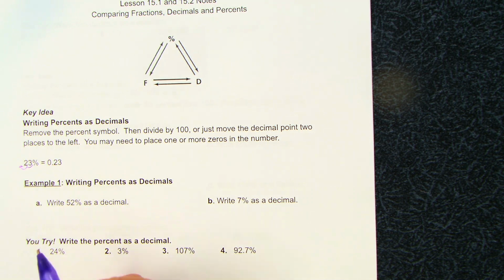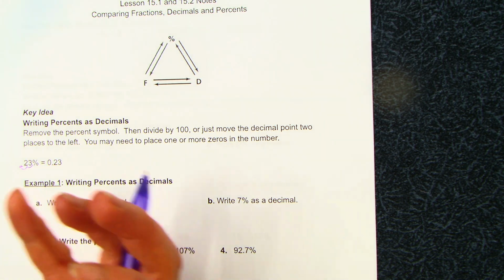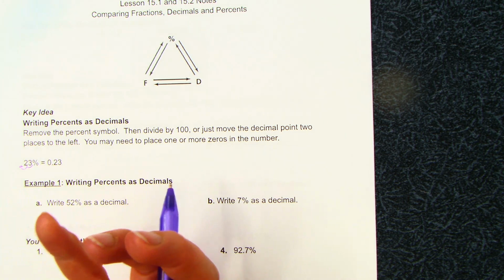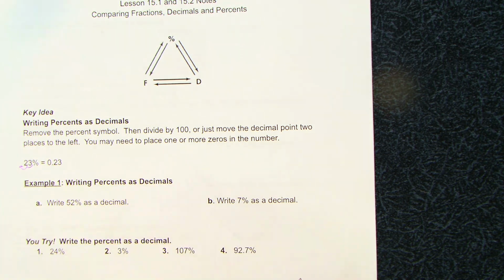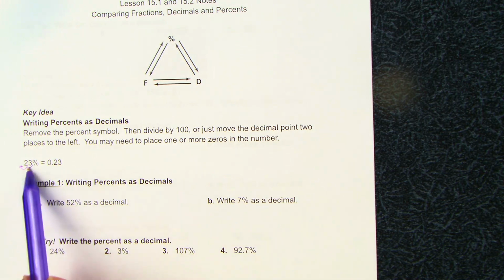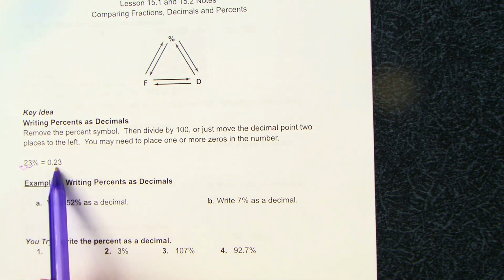And that makes sense if we think about percent means per hundred. Everything having to do with percent is going to be around 100. So if I've got 23%, well, that means 23 hundredths.